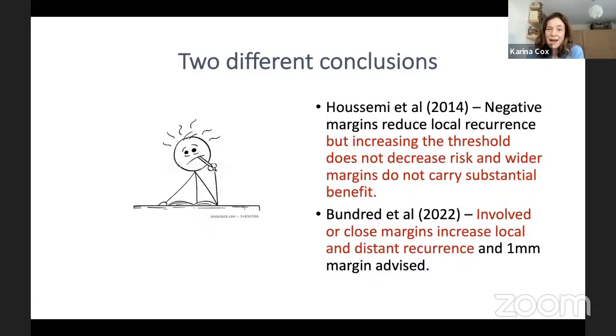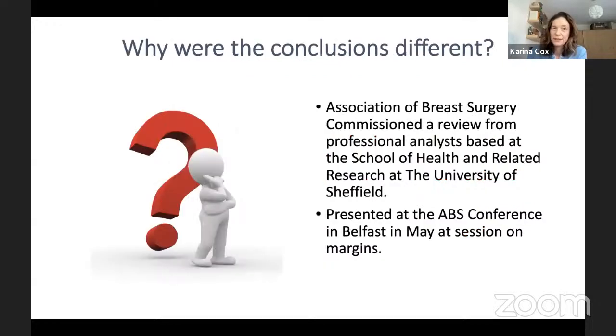So the Husseini conclusions were that negative margins reduce local recurrence, but increasing the threshold does not decrease the risk. But actually the Bundred meta-analysis, the recent one published last year, said that if you do have close margins, then it could increase the risk of local recurrence and even distant recurrence as well. So why were these conclusions different? We thought we better ask somebody who knows what they're talking about. So we commissioned some professional analysis based at the University of Sheffield, and this was presented again at the ABS conference in Belfast.